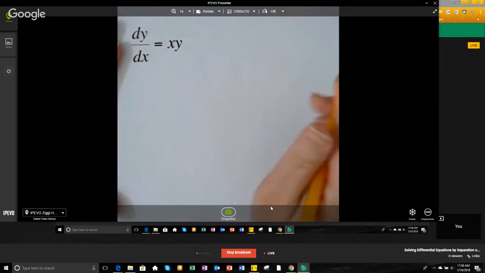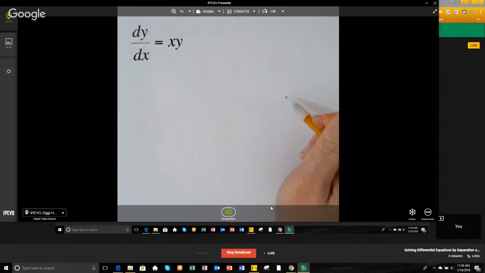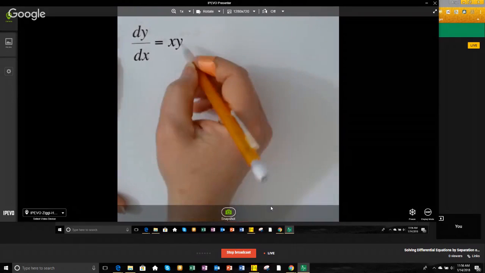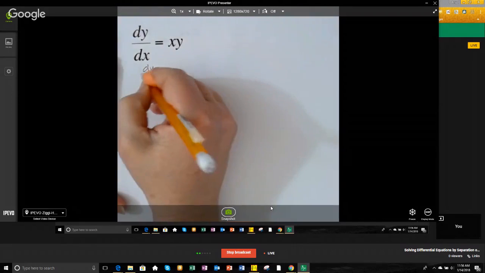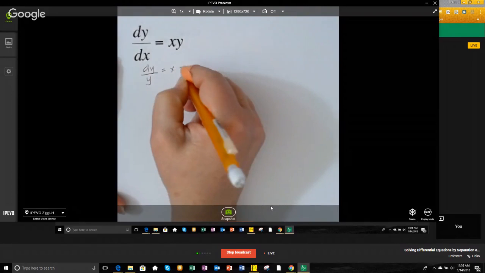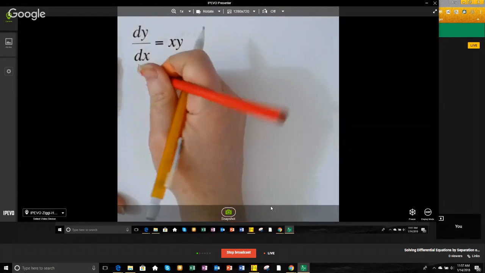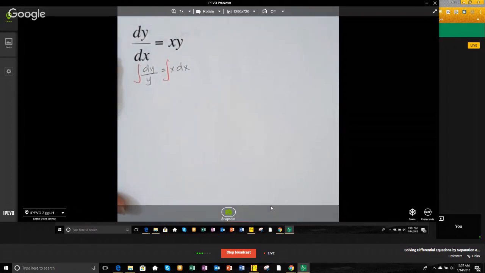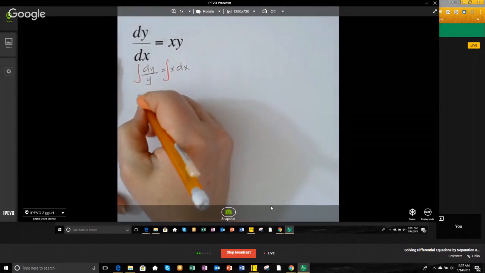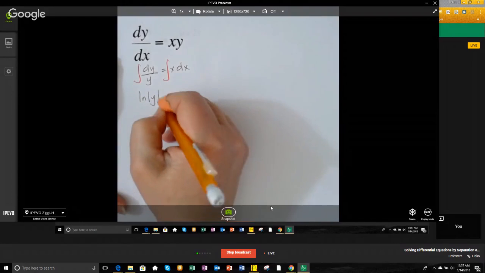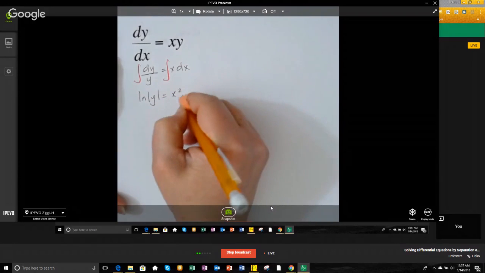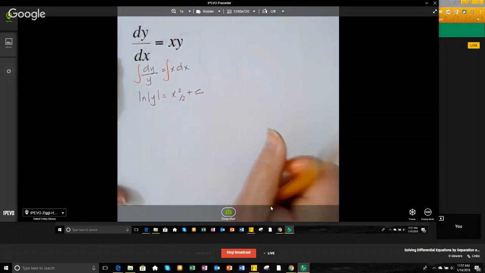Moving right along, let's amp up the difficulty a little bit. Actually, this isn't that difficult, but let's see. We'll move the y over. dy over y equals x dx. I just wanted to do as many examples as I could in a short period of time here. So we pull out our magic integral marker and we get the natural log of the absolute value of y equals x squared over 2 plus c.